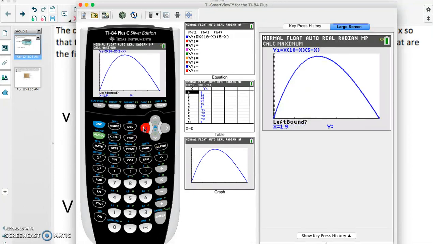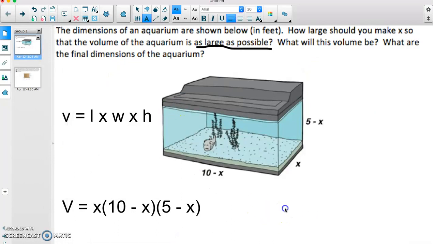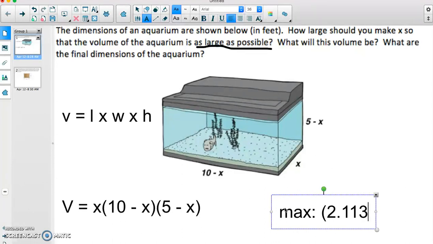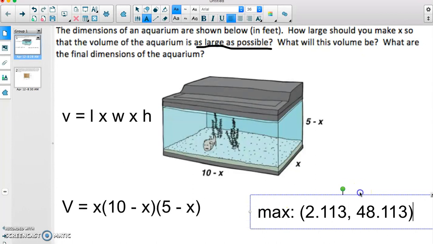So just using the graphing calculator here to do my left bounds and right bounds to find that. Okay, so I get the point 2.113 and 48.112. So I'm going to include over here that my max, 2.113, 48.113. So you can see that this would pretty much be impossible with guessing and checking, because I don't think anybody's going to guess 2.113, and we want to find this exact here.